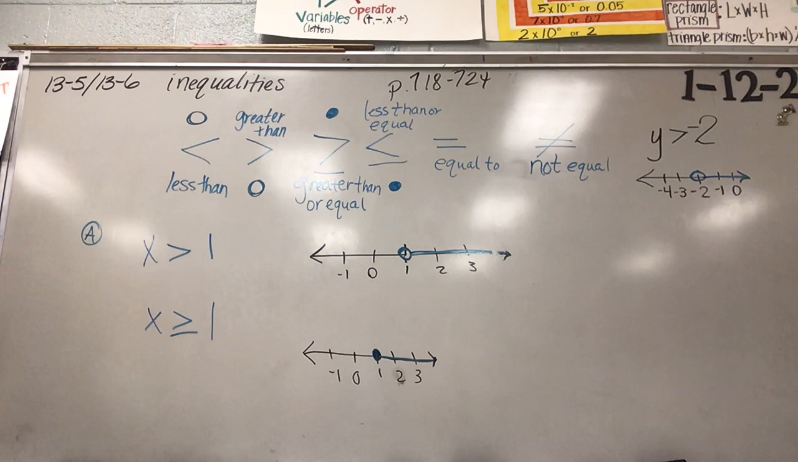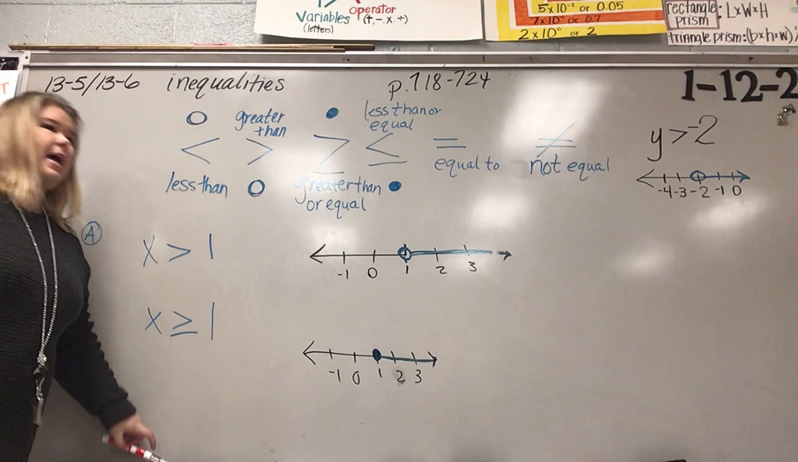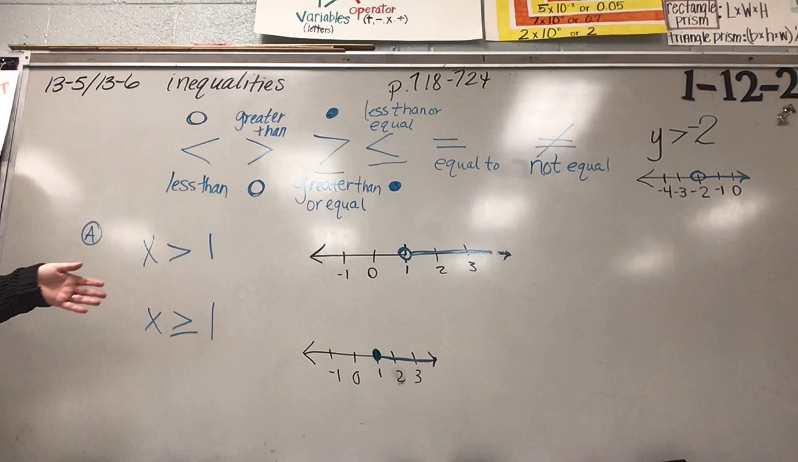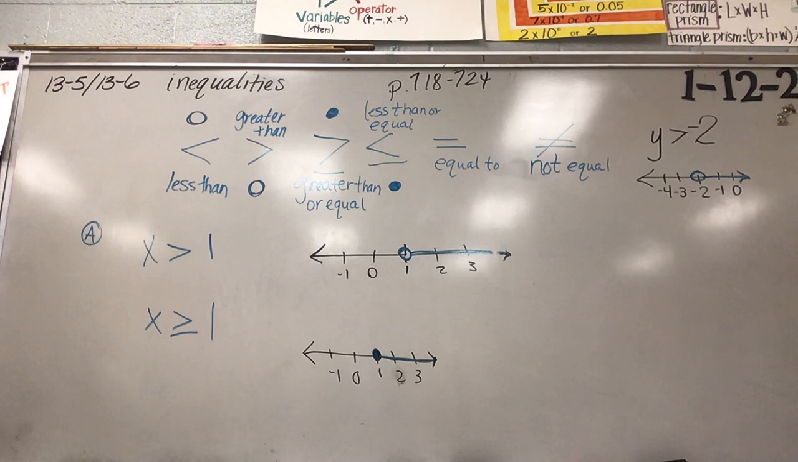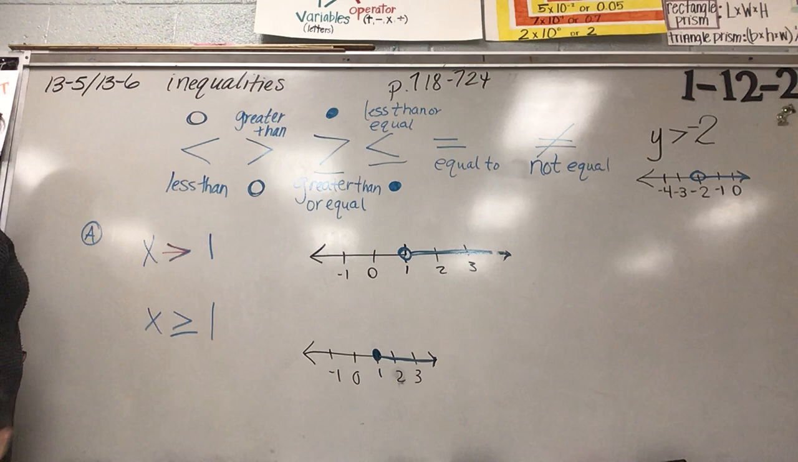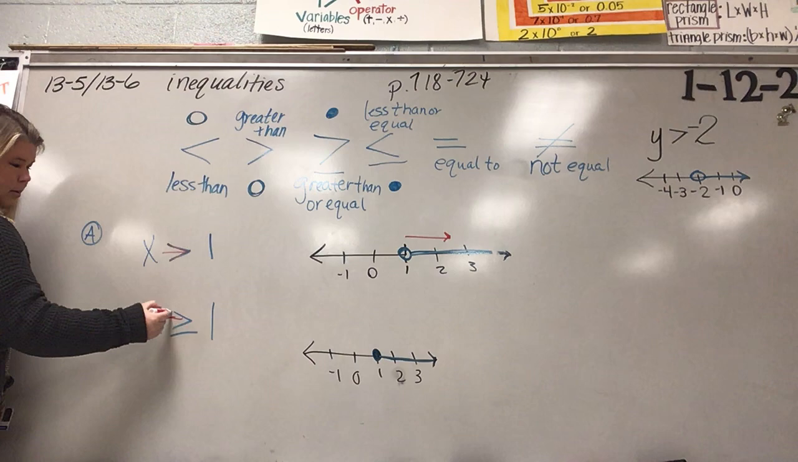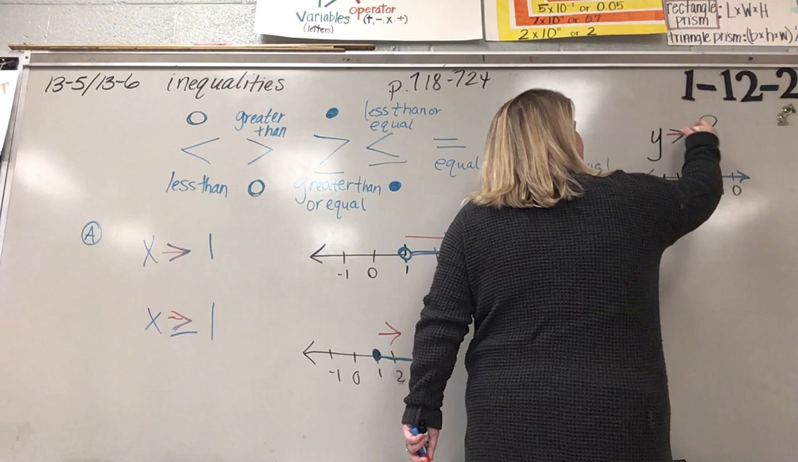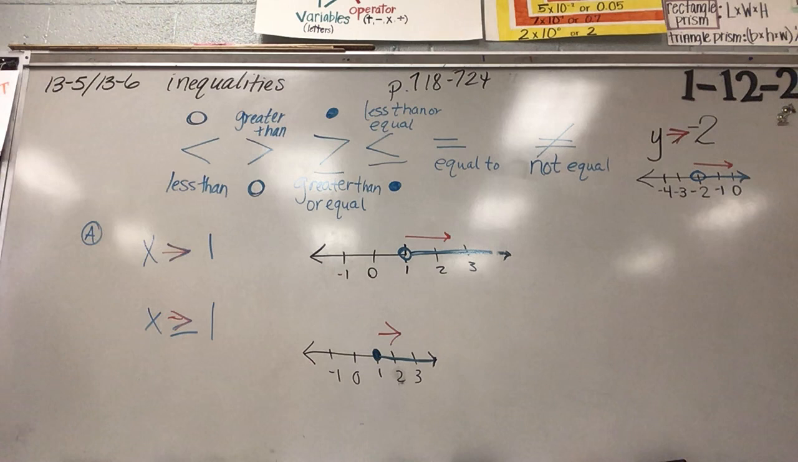Can I give y'all a little hint? As long as your variable is on the right side, your sign is going to tell you the direction you're going. Aren't you going to the right every single time? On these, you are. Do you see your sign's telling you the direction to go? But only if your variable's on the right side. Sometimes they're going to put it on the left side, and you've got to flip it and flop it.